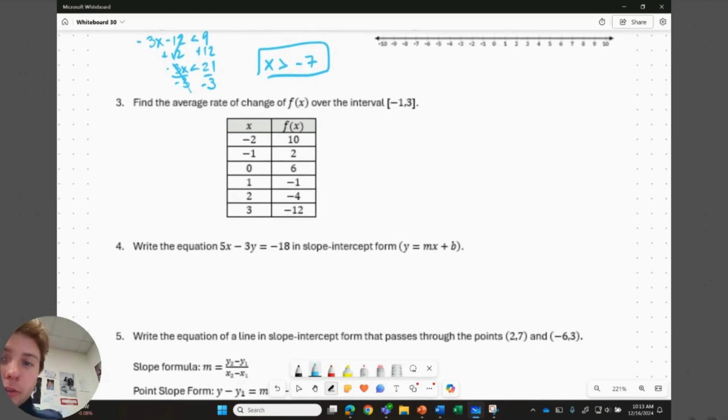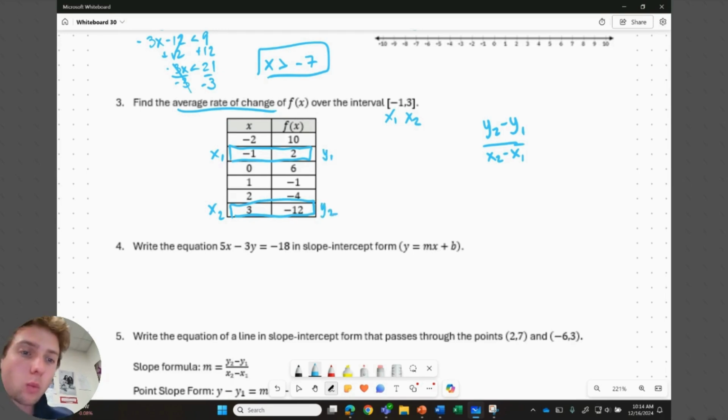Number 3, find the rate of change. If we're looking at rate of change, you need to know your rate of change formula. y2 minus y1 over x2 minus x1. All I have to do is find the rate of change on this interval. Remember, if they're giving you an interval, they're giving you two different x values. This is an x1 and a y1. If you look at our table, you would notice those here. Well, if they give us the x1 and x2, that means that this must be the y1 and y2.